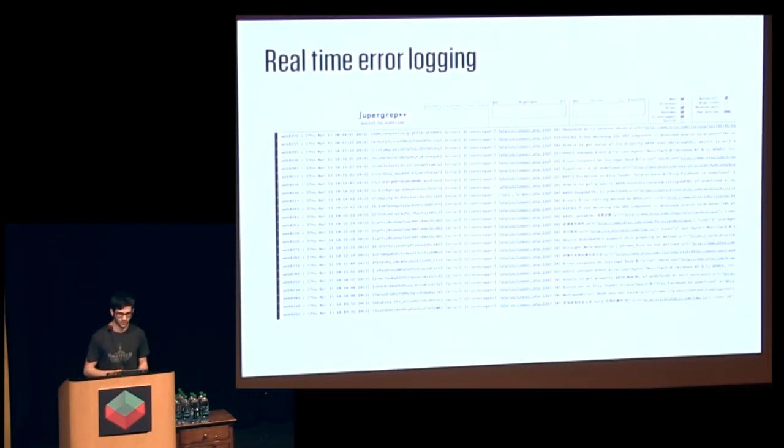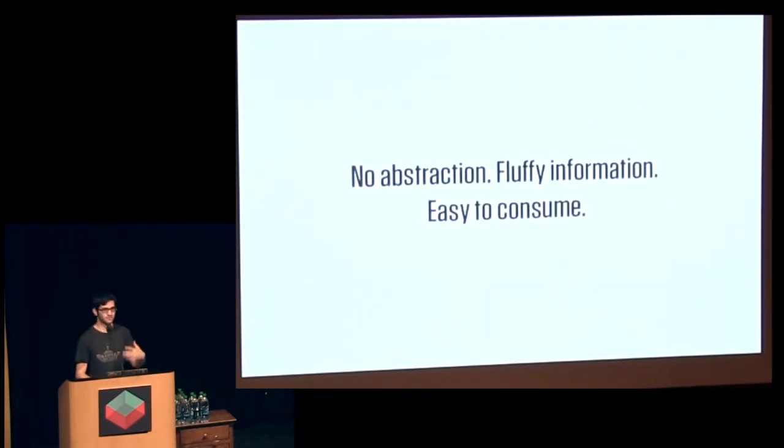Of course, the problem with Supergrep is that since it's very low on the abstraction spectrum, the information is not very dense, right? As you can see, you can only have like 30 or 40 distinct, discrete pieces of information there. And you have to read through it, and it's not a great way to know exactly what's going on with the entire stack. So the information's fluffy, right? The flip side is easy to consume.